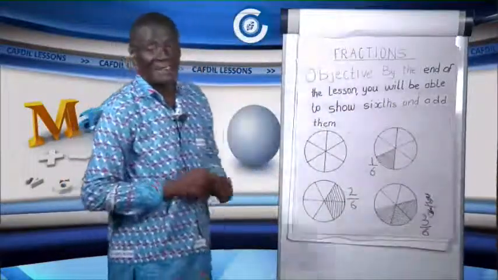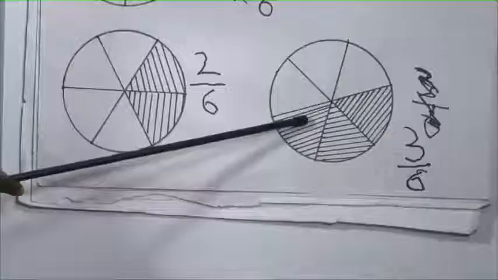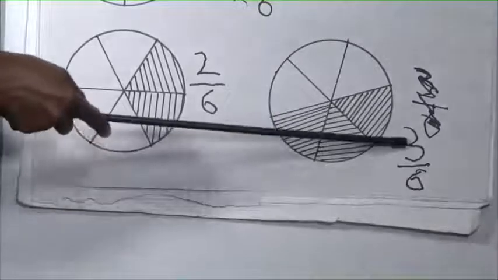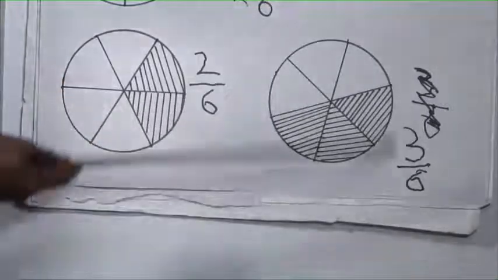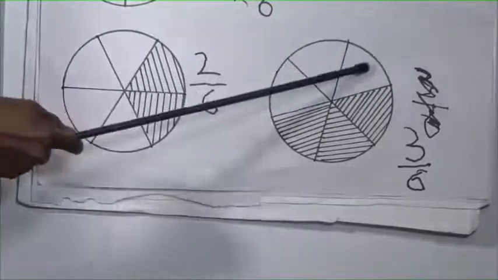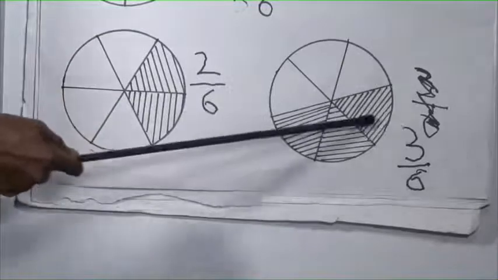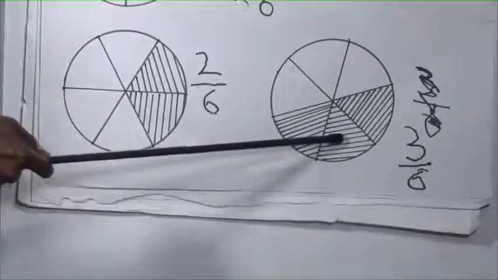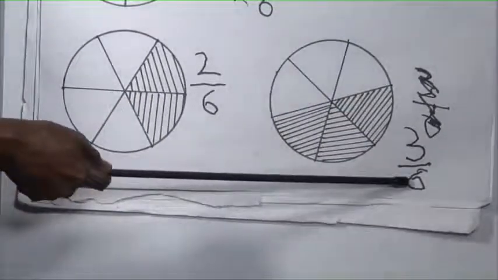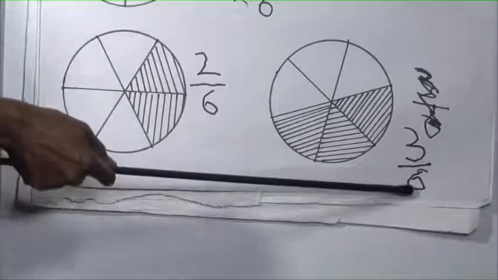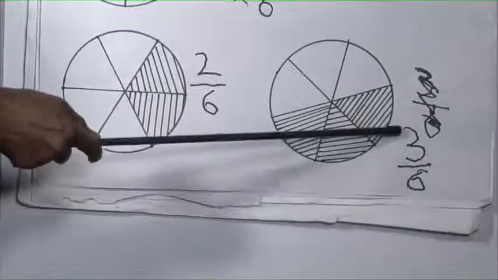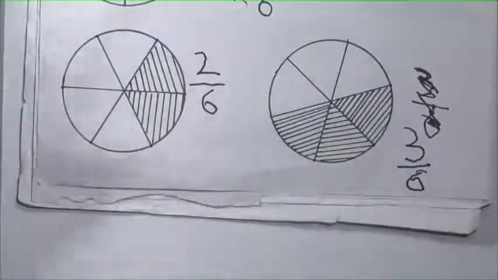What part, again, has been shaded? 1, 2, 3. Here it is. And how many parts do we have in all? 1, 2, 3, 4, 5, and 6. Here it is. So what fraction is this? Yes, 3/6. Again, 3/6. Good.